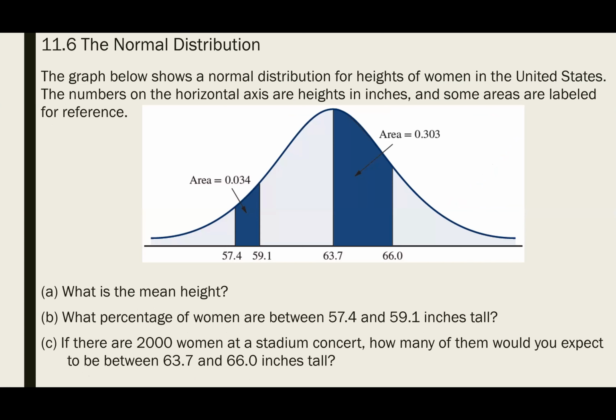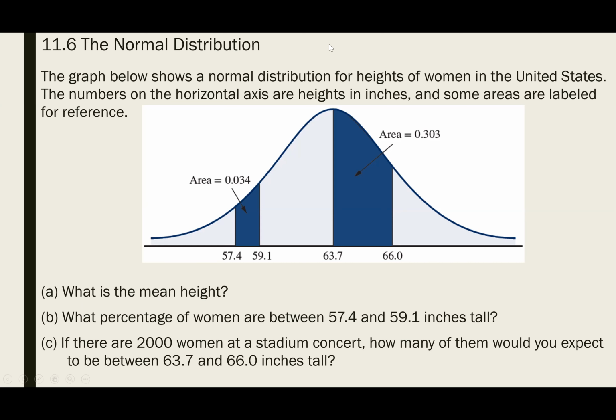So if we look at this bell-shaped curve, let's say they give you this: the data is the height of adult women. The graph below shows the normal distribution of the height of women in the United States. The numbers on the horizontal axis are the height in inches, and the areas are labeled as follows. They ask you, what is the mean height? If you look at this bell-shaped curve, what will be the mean height?